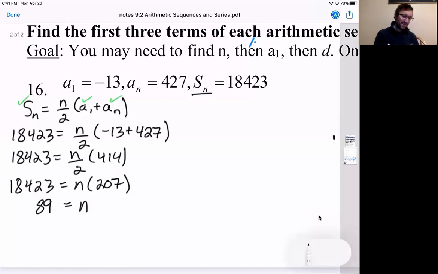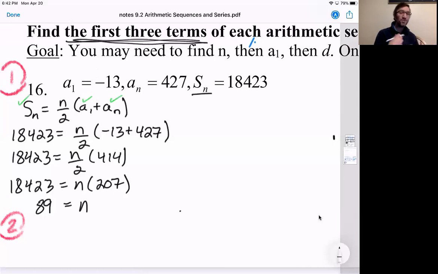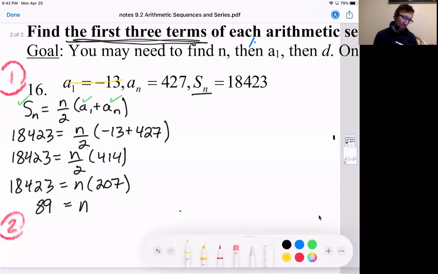All right, so that was step number one. Step number two for this one, again, we're trying to find the first three terms. We know how many terms there are now, so that's promising. So let's use this information. We have the first term, the last term, and the number of terms. So with that information, we could find the common difference.